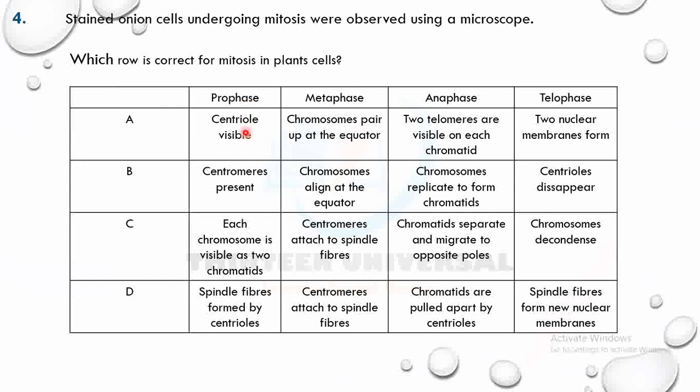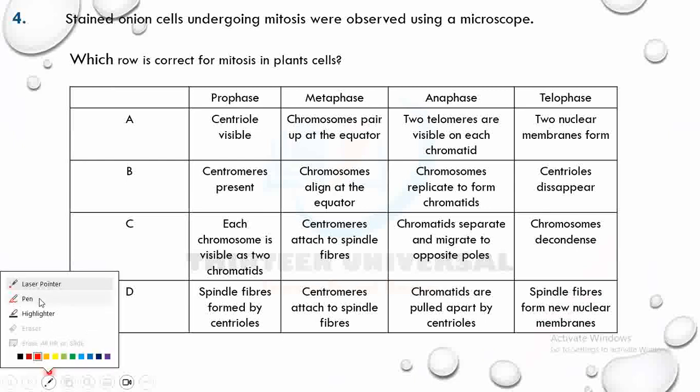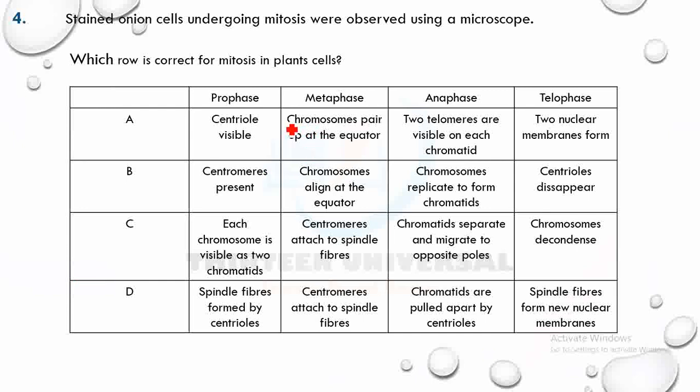During prophase, central visible. Okay, metaphase, chromosomes pair up at equator. Chromosomes do not pair during mitosis. They pair in meiosis, and in meiosis they pair in prophase, not even metaphase. So that is why A is wrong, because of these statements. Now if you come to B, centromere present, okay, chromosomes align at equator.